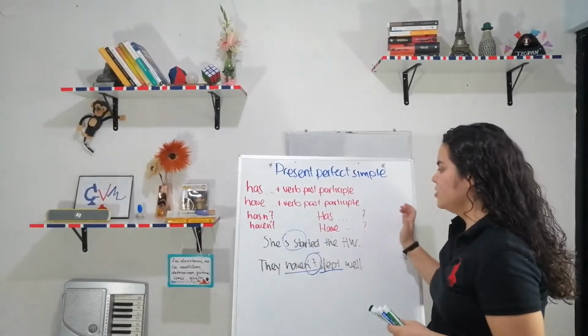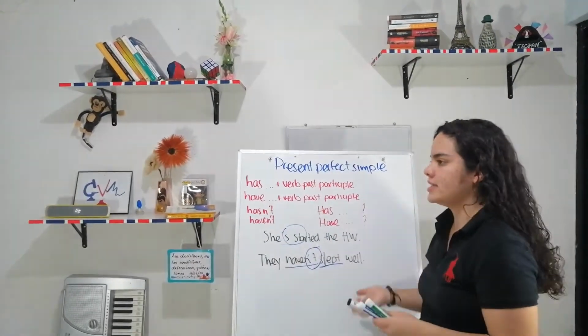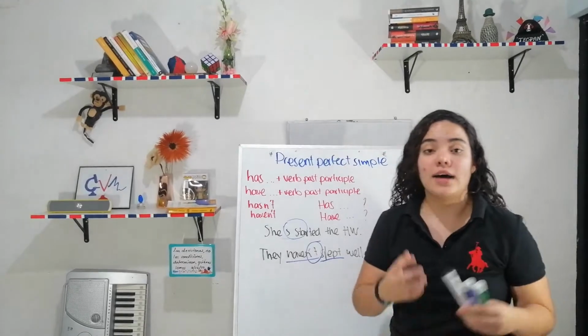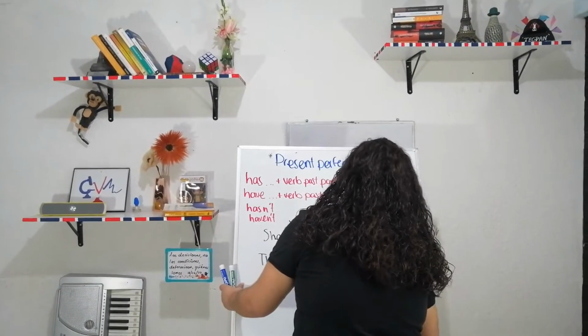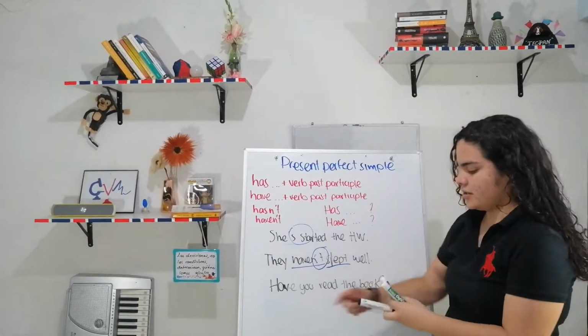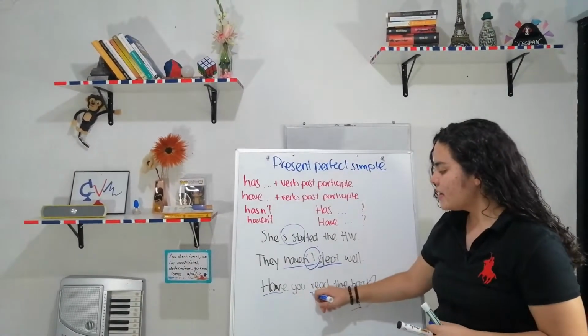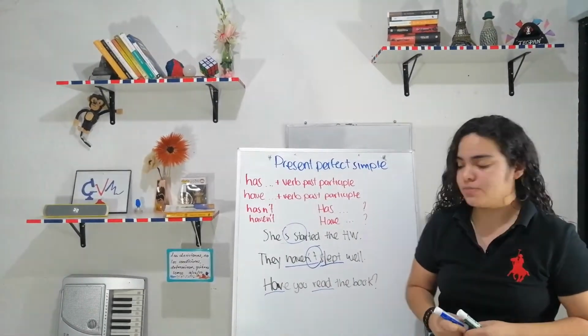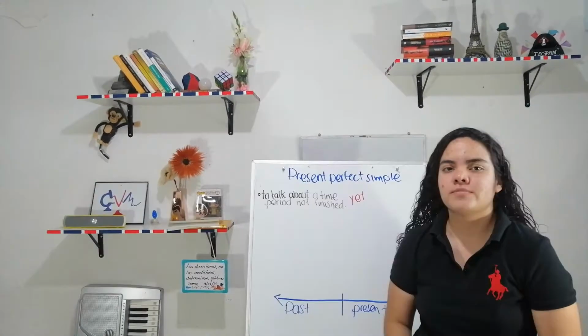The last one: if we are going to make a question, we need to use the auxiliary first. So for example, I say, have you read the book? In this case, we use the auxiliary at the beginning. We have you, so we need to use have, and then we use the verb in past participle. Remember the question mark: have you read the book?